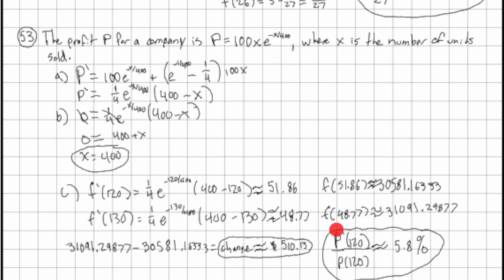$510.13. And then to find the percentage of that, I do the same thing with just one of the values, 120 or 130. In this case, I used 120. I used the formula that I used in problem 31, differential over original, so f prime over f, and then that should get me 5.8%.